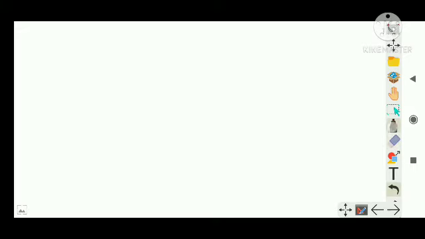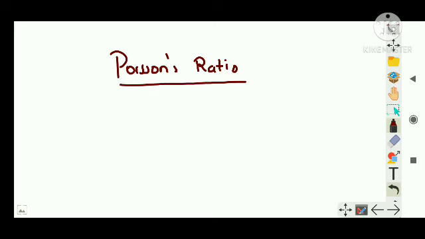So today we'll be continuing from the chapter properties of solids, from the portion where we left off during the live class. We finished Poisson's ratio, right? So from there we are going to start the next topic from the same chapter. I hope you remember what Poisson's ratio is.